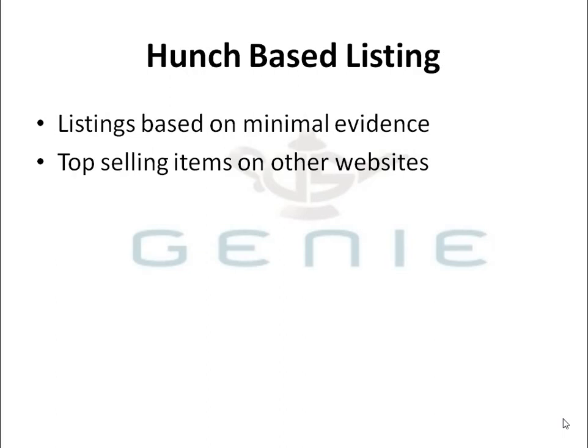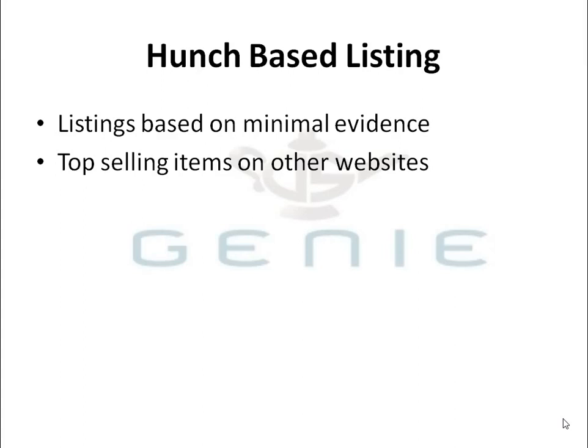Hunch-based listings. These are listings based on minimal evidence. One example of this minimal evidence is a top selling item on another site. So someone might go to Walmart and see a top selling item, let's say a baby crib, and on Walmart it is $100. And then you just take it to eBay, retitle it, and sell it for $150, let's say.